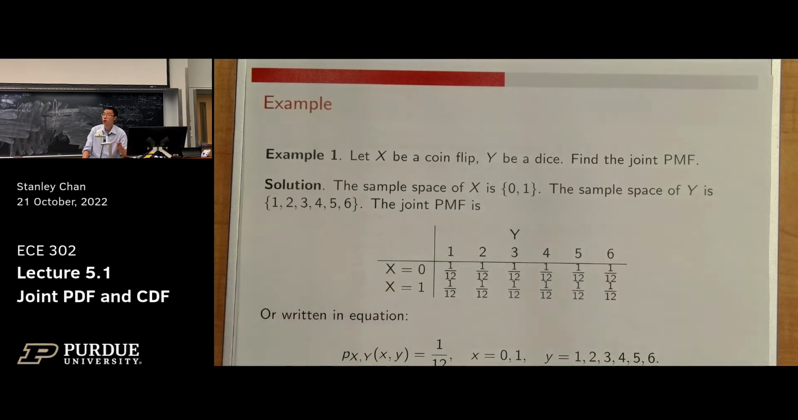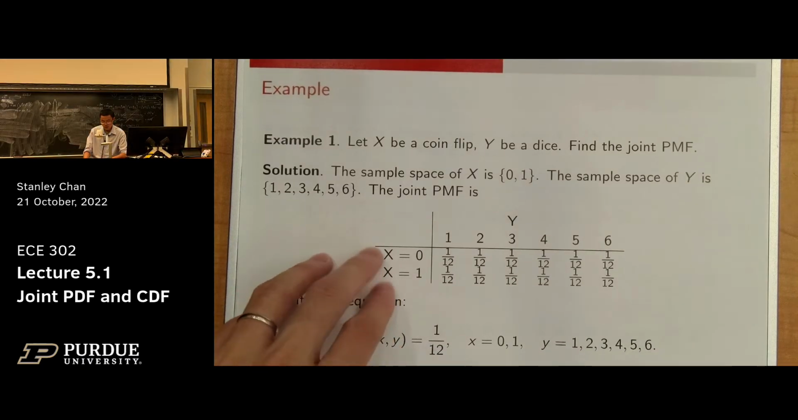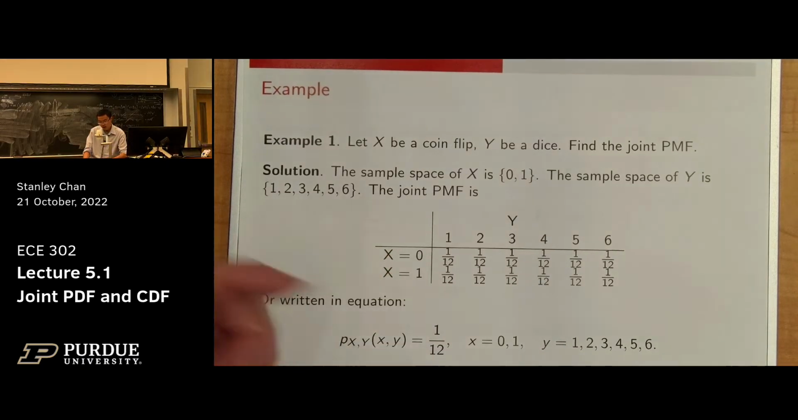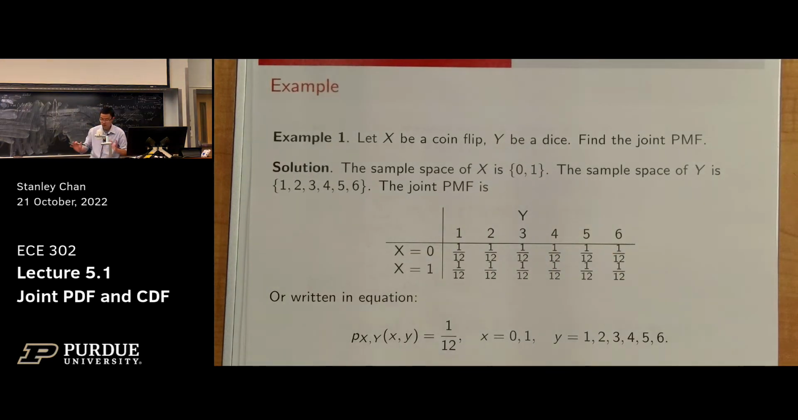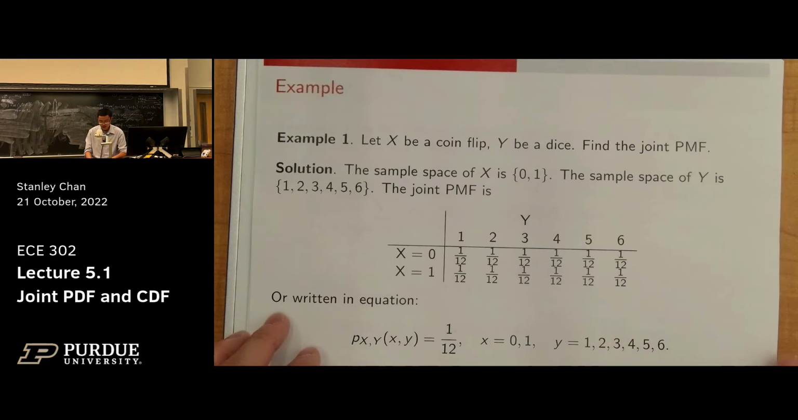You flip a coin, and you throw a die. 2 times 6, that is 12. So altogether 12 states. Okay, 12 states. So I can draw them on this table. You have X equals 0 or 1, Y equals 1, 2, 3, 4, 5, 6. So you have altogether these 12 states.